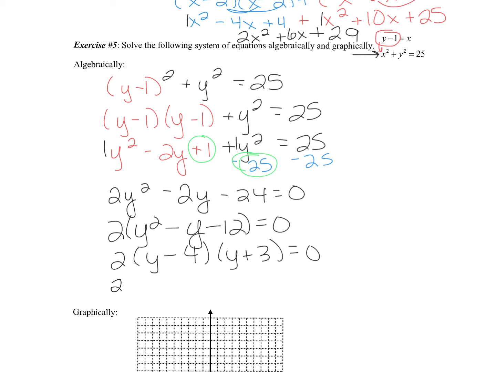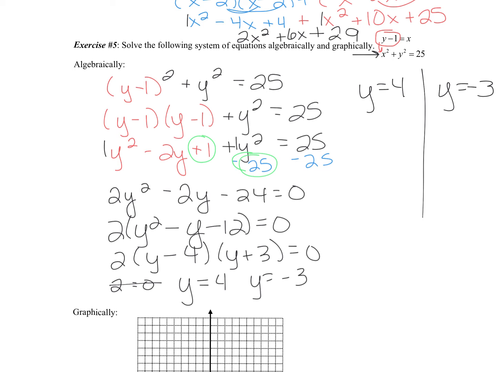So 2 equals 0 is going to cross out, and then we have y equals 4 and y equals negative 3. So by getting the y values, remember in a system we've only answered part of the question, which is what is x and y. So up here I'm going to write my two answers that y is 4 and y is negative 3.